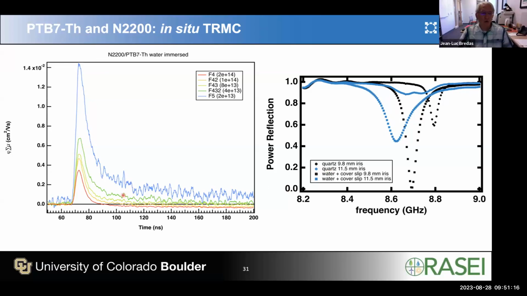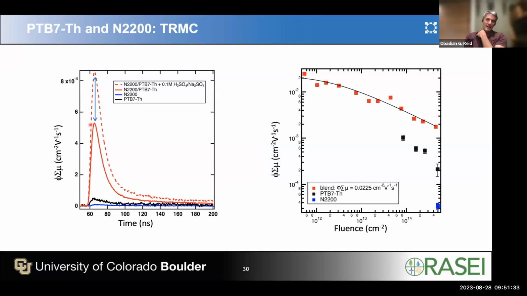Obadiah, in terms of the phi mu, do you have a sense of what the increase has to do with the phi with respect to the mu? So that is a great question. You mean the increase with the acid introduction? Yeah. And the way that I hope to figure that out, we don't know that right now. The way that I hope to figure that out is by performing one of these fluence-dependent experiments.